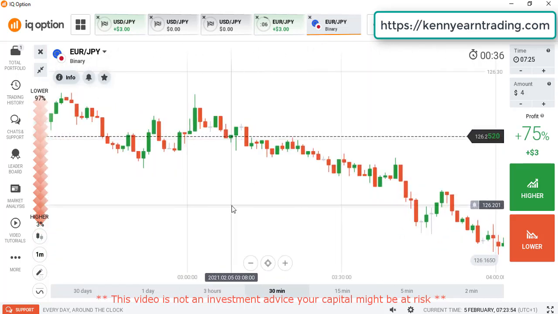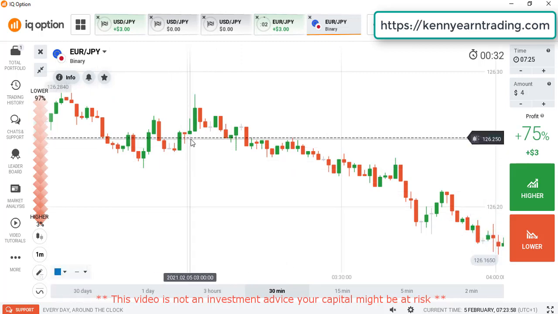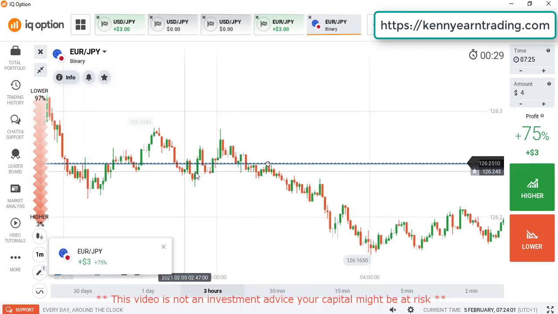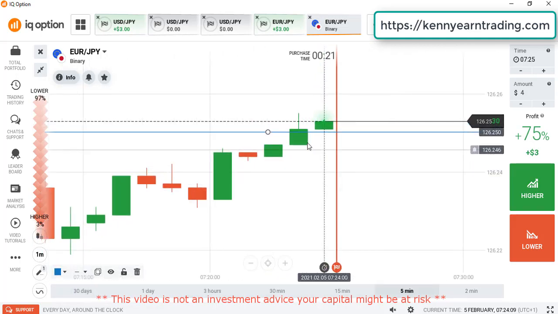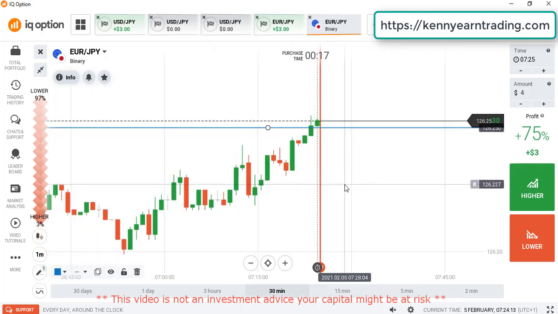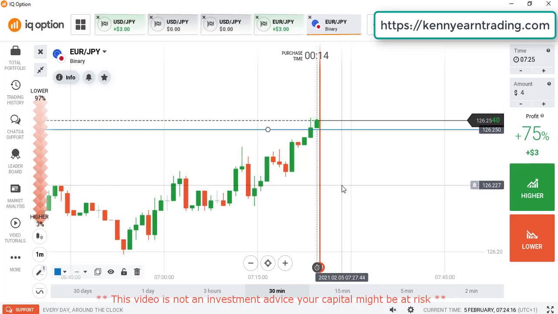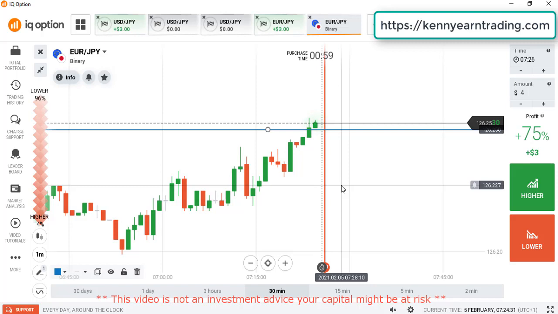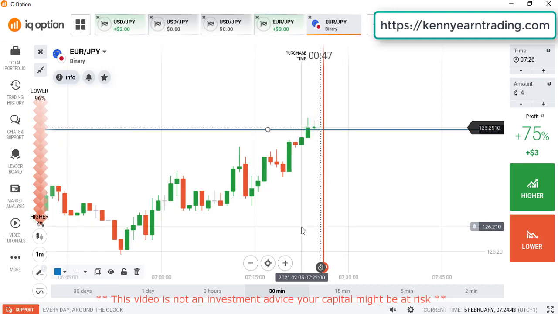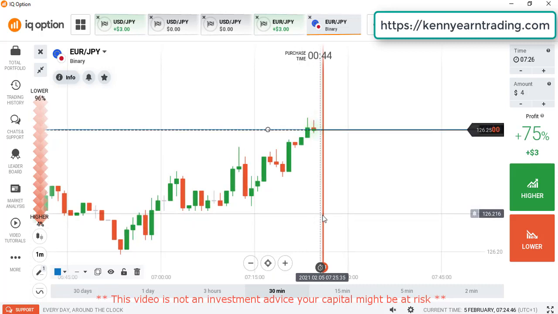Okay, we have a few seconds more, but I guess there are some levels here. I think that's a level. Okay, we are getting a very weak bias entry after the market crossed the level. You can see strong rejections in the market and some signs from sellers.